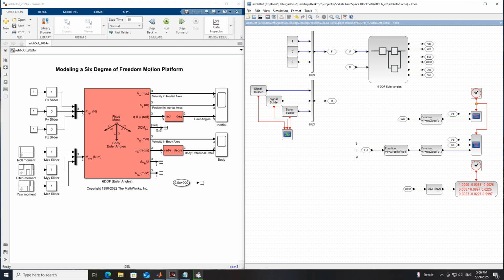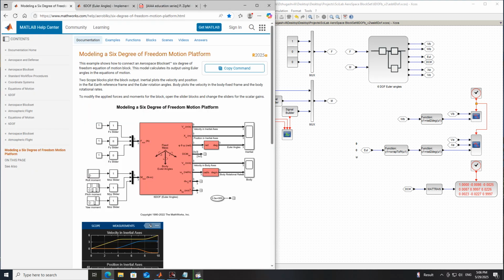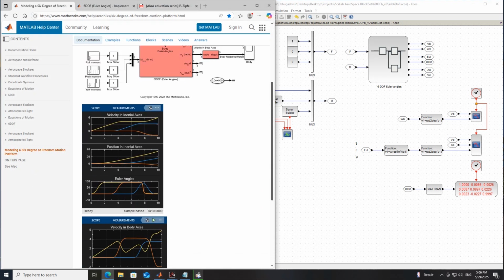All superblocks used in the xCos model have been tested with Simulink counterparts. At the end of the video, you shall see that the obtained results are quite accurate. The results are validated by a model of a 6 degrees of freedom motion platform, also available in Simulink help pages.